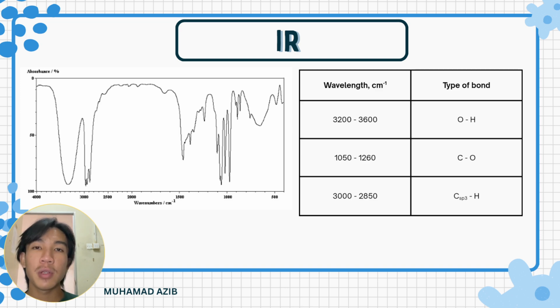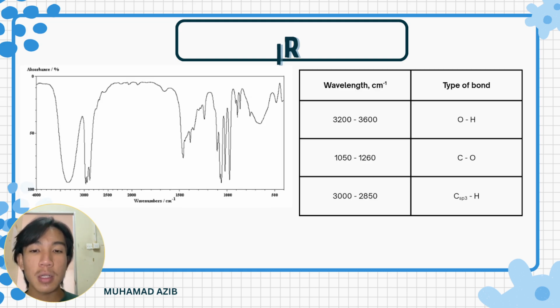Referring to the spectrum, there are three features that show a strong band. For the first one, the most recognizable IR band is a broad band with a wavenumber of 3200 until 3600, which refers to the alcohol or OH. The second one, with the stretch of 1050 until 1260, refers to the ester. And the last one, with the stretch of 2850 to 3000, refers to the CH sp3.